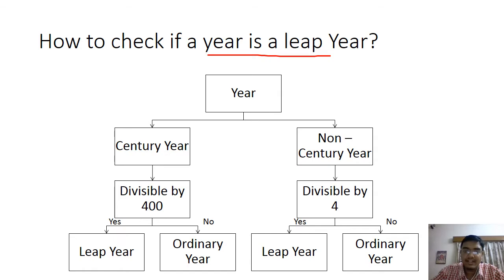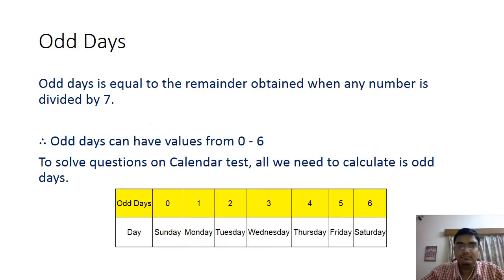So first of all, we'll check if it is a century year or a non-century year. Now if it is a century year, then we'll divide it by 400. If it is divisible, it is a leap year. If not, it is an ordinary year. Similarly, if it is a non-century year, we will divide it by 4. If it is divisible, it is a leap year, otherwise a non-leap year. So this is how we'll check if a year is a leap year or not.